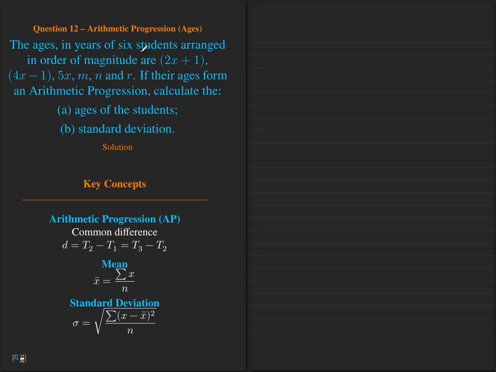So question 12 says, the ages in years of 6 students are arranged in order of magnitude: 2x plus 1, 4x minus 1, 5x, m, n, and then r. If their ages form an arithmetic progression, we have to calculate the ages of the students. And secondly, we have to find the standard deviation. This is the whole question. That is for question number 12.